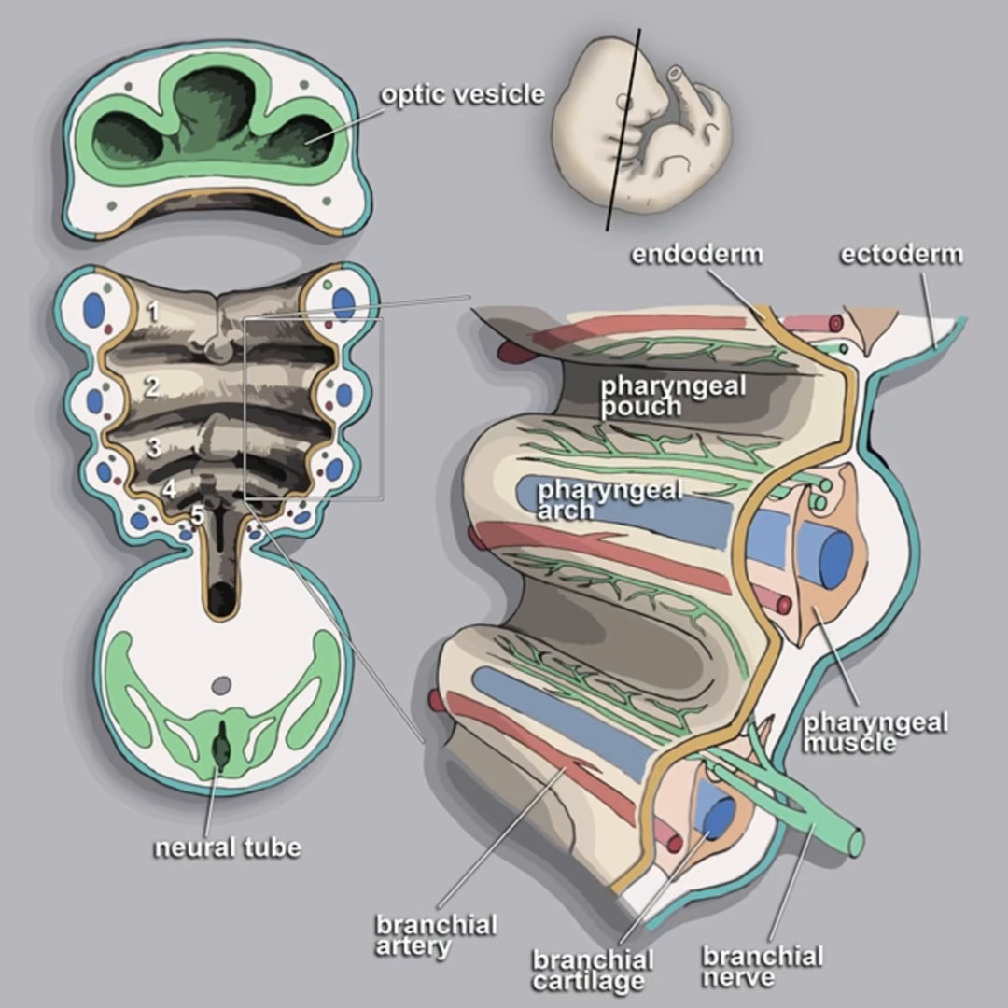Defects in the migration of first arch neural crest cells lead to Treacher Collins syndrome, characterized by mandibulofacial dysostosis, or to Robin sequence, which presents with micrognathia, glossoptosis, and often a cleft palate.